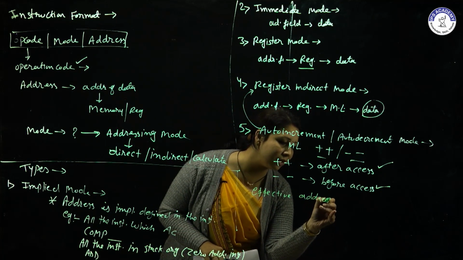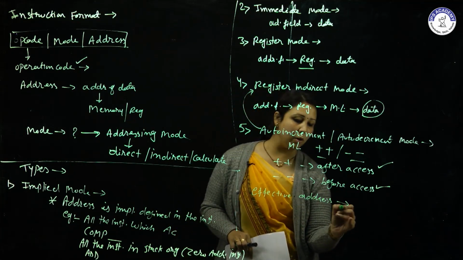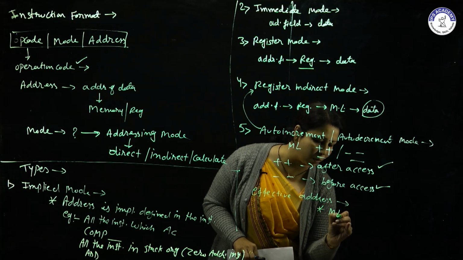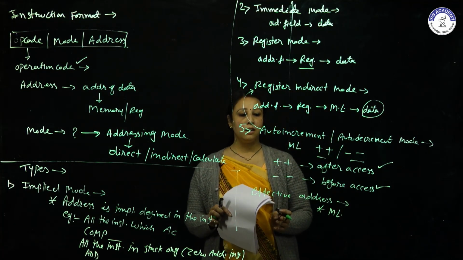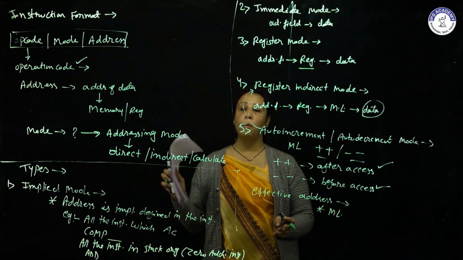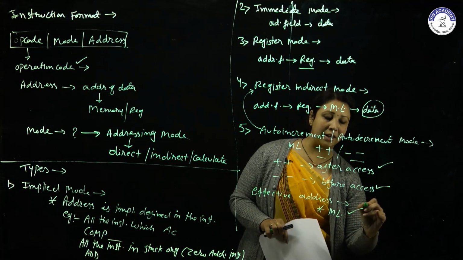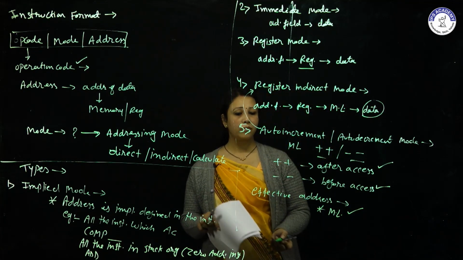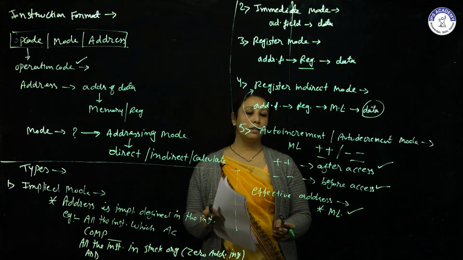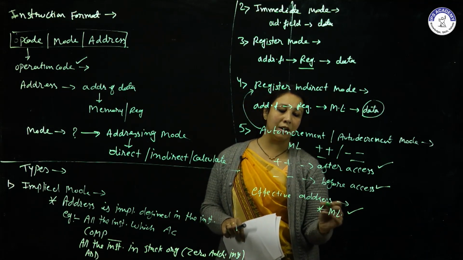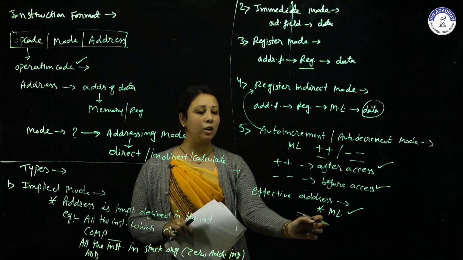So what is the effective address? Effective address is always a memory location. The data on which we have to perform the operation, the location of that data is called the effective address. So the address of the actual data is called the effective address. So effective address is always a memory location.